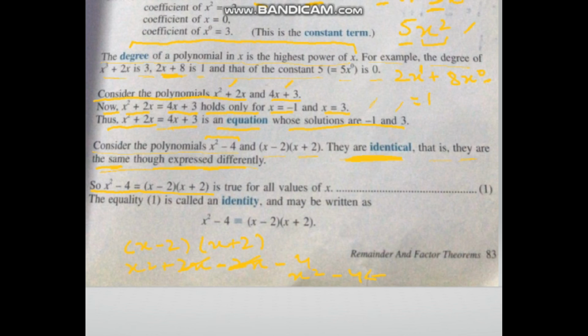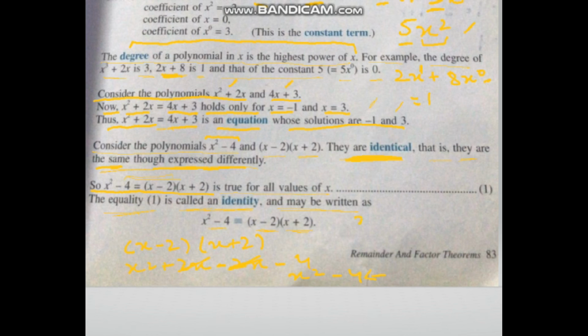Okay, moving on. So x squared minus 4 is equal to x minus 2 multiplied by x plus 2, right? We have already seen the proof, right? It's true for all values of x. The equality, which we have taken as equality number 1, is called an identity and may be written as x squared minus 4 is equal to x minus 2 multiplied by x plus 2. So they are saying that this is called an identity. Why? Because they both are identical.